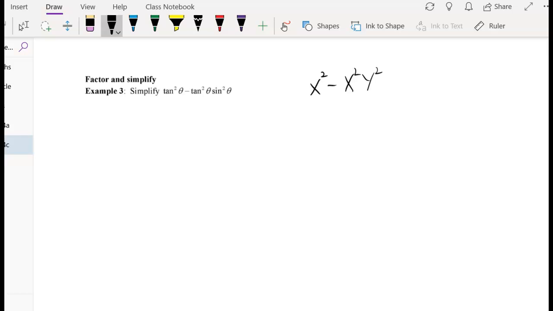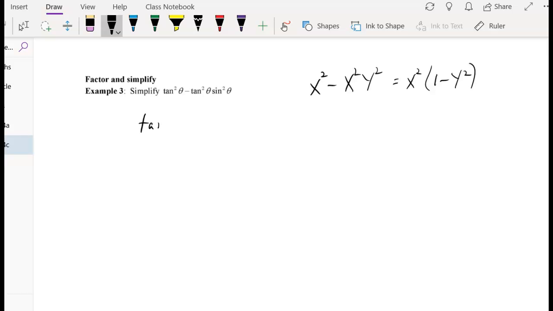You would take out the common factor of x squared, so this would be x squared times 1 minus y squared. Okay, that's exactly what we have here, only instead of x and y, we have tangent squared and sine squared. So hopefully you can see that the common factor here for this first example is the tangent squared.